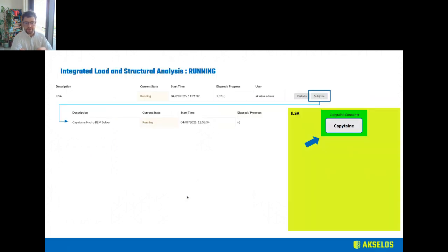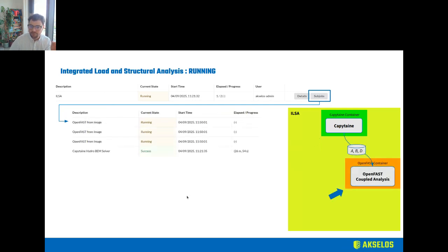So what happens? Once the user clicks on the ILSA run button, we have an ILSA parent job that is responsible for orchestrating and triggering all the sub-jobs. Of course, the first job that we need to run is the Capytaine potential flow solve. Both Akselos RB-FEA and the OpenFAST solve are dependent on the results of the Capytaine solve, so we need this to run first. So this is going to run.